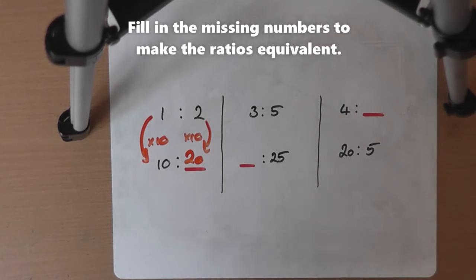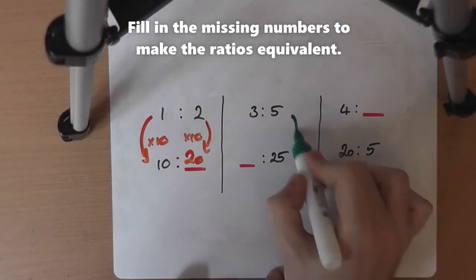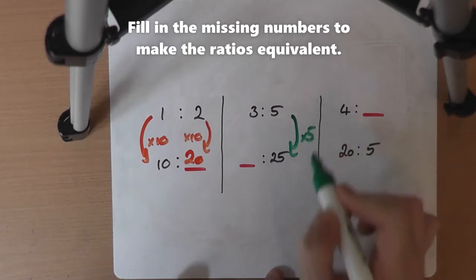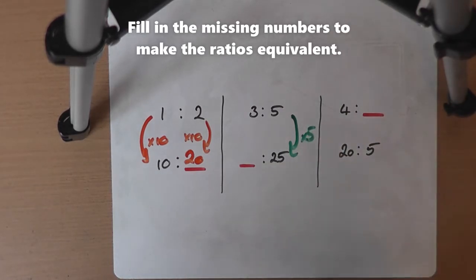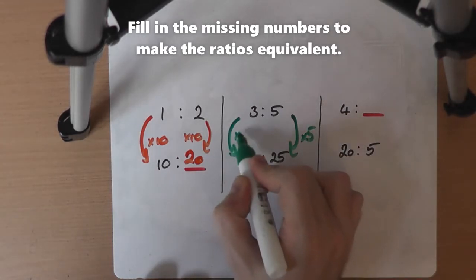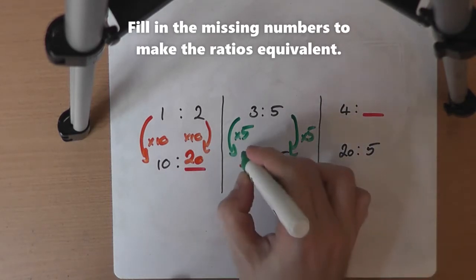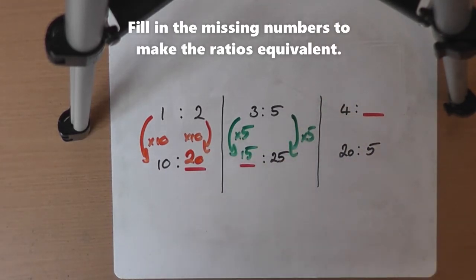Second one, 3 to 5 and something to 25. Well, again, we look for what we've timesed or divided by. And to go from 5 to 25, we have timesed by 5. If we've timesed by 5 on the right, to keep things equivalent, we also have to times by 5 on the left. And we're going to do 3 times 5, and that's going to give us 15 to 25 for our larger ratio.